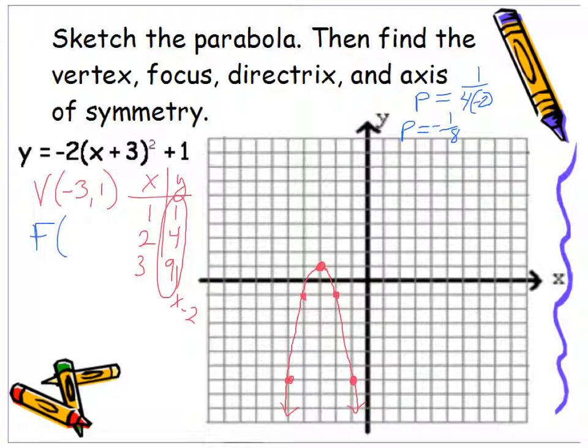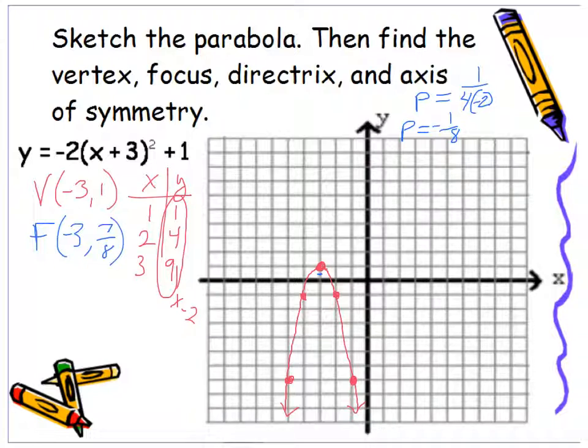Well, I'm still left 3. Let me stick it in there someplace. It's not going to be very accurate, but it's right there. So I'm going to be left 3. And then if I was at 1 on the vertex and went down 1/8, I actually end up being at 7/8.